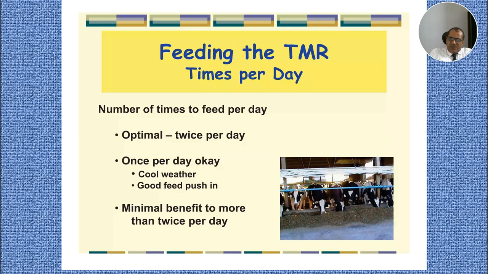How many times does the TMR have to be fed? It's a common question. Here, twice per day. The sign says twice per day. Once per day is also okay whenever there is cool weather, and very good feed pushing in the form of protein, maybe some cakes or very green forage. It also depends, but there is minimal benefit to feeding more than twice per day.